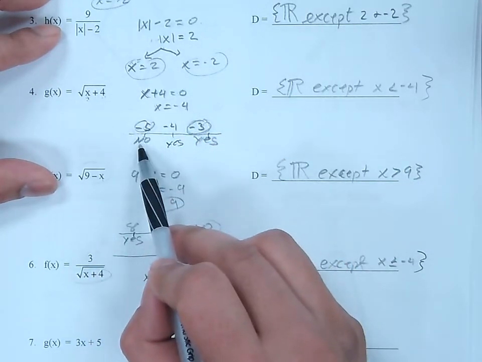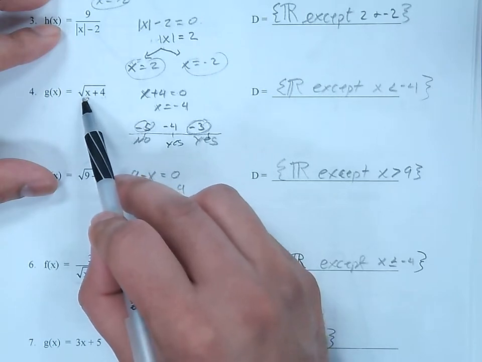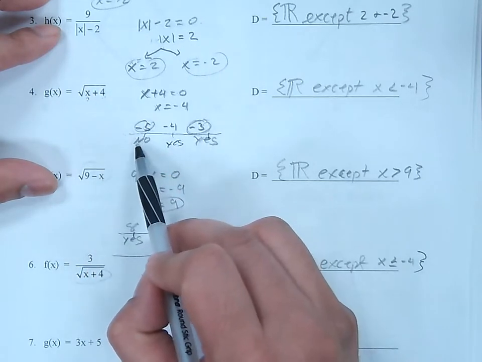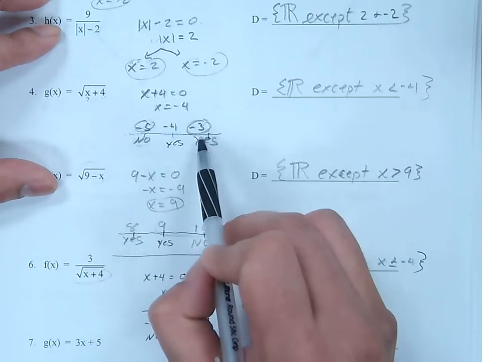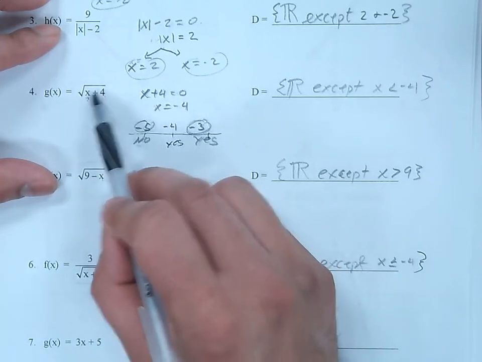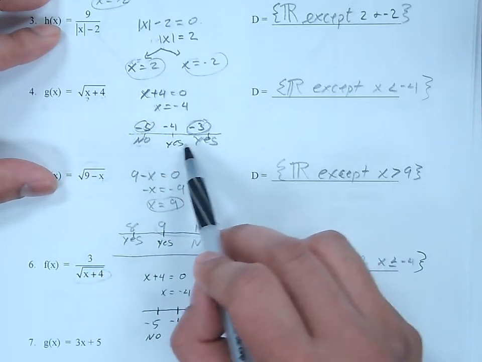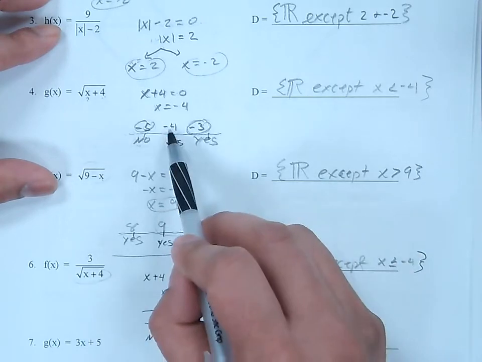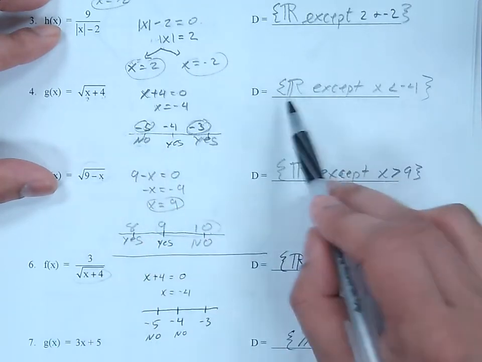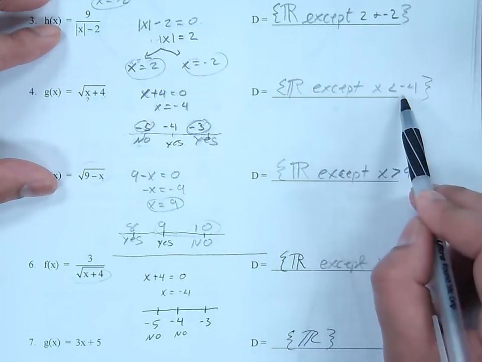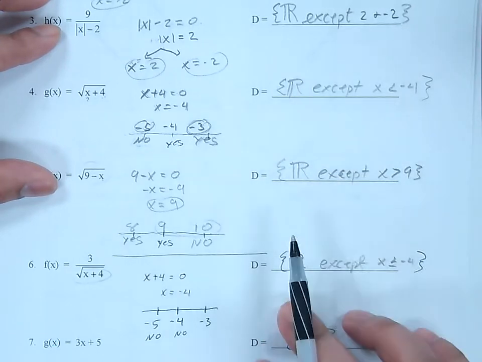If I stick in the number -5, -5 plus 4 gives me -1. That's a negative answer, and that doesn't work. So we would say no. Let's just try the other side. -3 plus 4, that's a positive 1. That works as well. So -4 and greater works, but all numbers less than -4 do not. So we can say the domain is restricted to all real numbers except x less than -4.